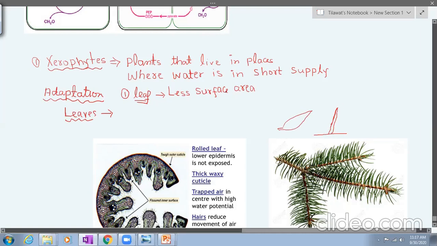This less surface area actually helps these plants to conserve water. How? Because if surface area is less, the rate of evaporation of water will be less. Why? Because the first thing is the number of stomata will be less, and second, the area of the leaf exposed to the sun will be less. If less area is exposed to the sun, the rate of evaporation of water will be less. Okay, the number of stomata in these plant leaves will also be less.